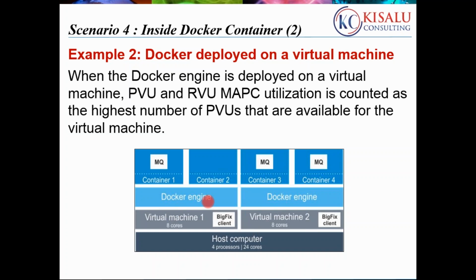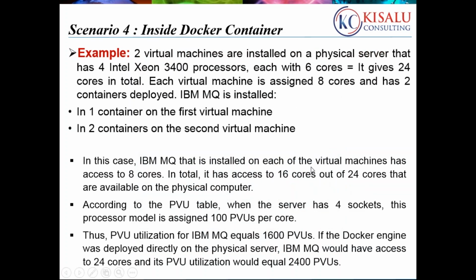So on each virtual machine, they also install a Docker engine which will control the containers. Because these 2 machines are completely separated and independent, the measurement will now be based on how much the software has access to the number of cores. So in this scenario, although we also have a physical server which has 4 processors, each of them 6 cores, and a total of 24 cores, each machine only has 8 cores.